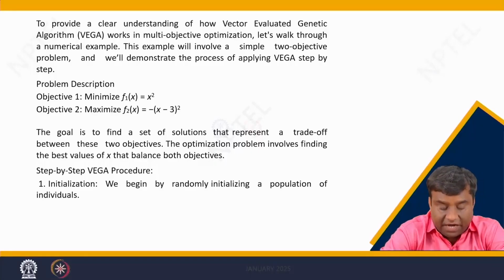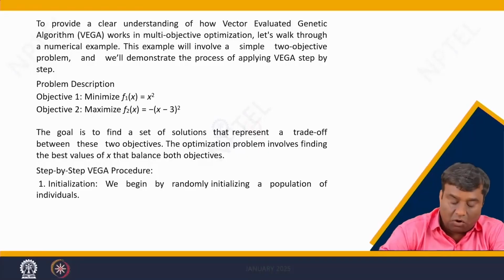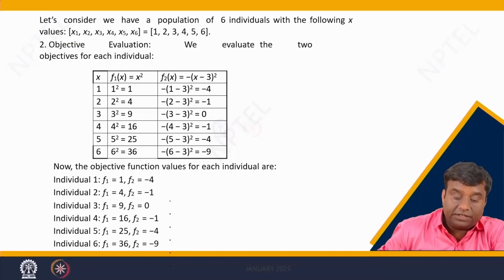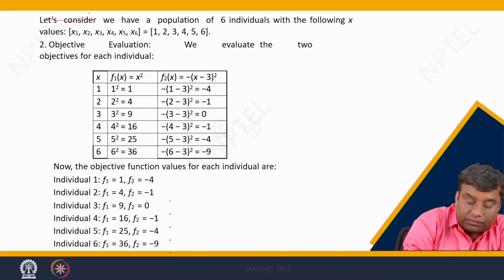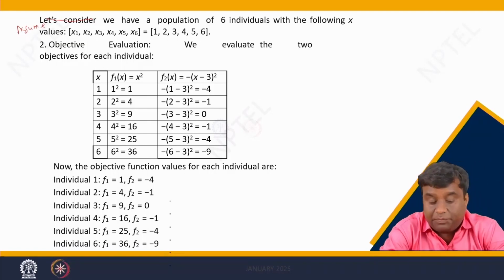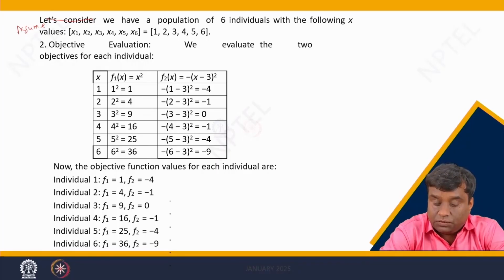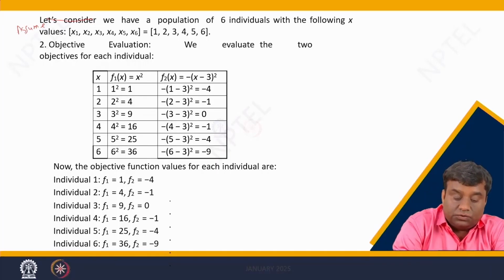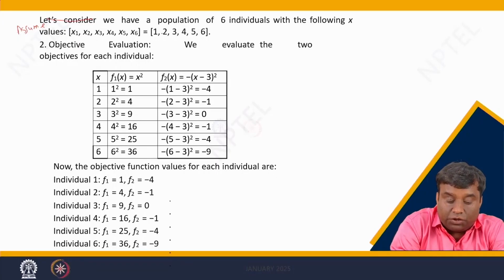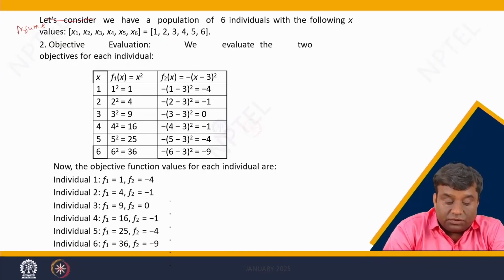So step by step VEGA procedure. First one is initialization. We begin by randomly initializing a population of individuals. So let's assume we have a population of 6 individuals with the following x values. So we have x1 equal to 1, x2 equal to 2, x3 equal to 3, x4 equal to 4, x5 equal to 5, and x6 equal to 6. You can take any numbers. So that is in step 1.